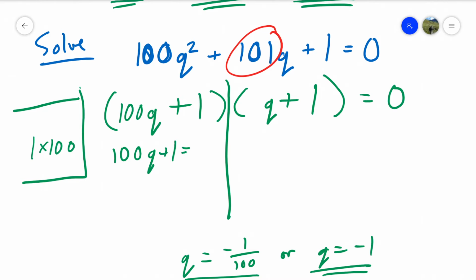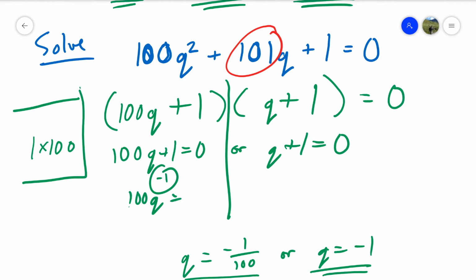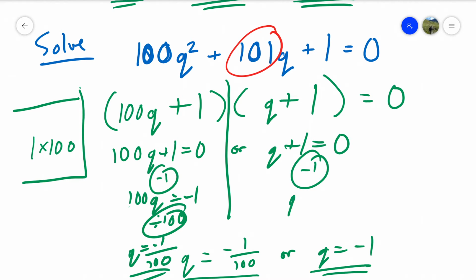100q plus 1 equals 0, or q plus 1 equals 0. I'm going to minus 1 from both sides here. 100q equals minus 1, and then I'm going to divide by 100, which means that q equals minus 1 over 100. There you go, so that was the first answer. Minus 1 from both sides here. q equals minus 1. Bam, sorted.